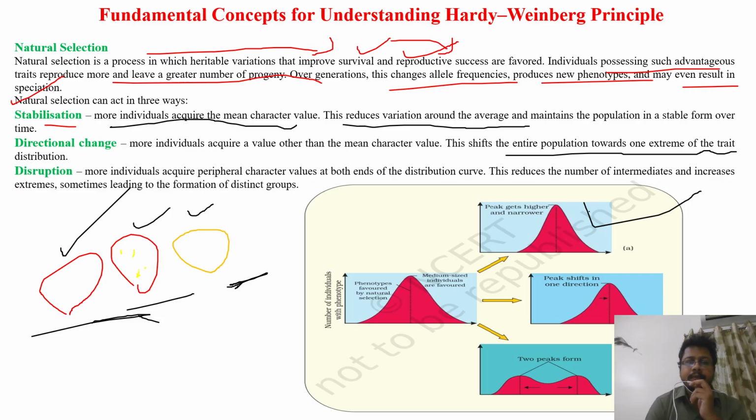And another type of natural selection is disruption. In this type of population, the average population gets diminished, and both of these populations will be favored. Both these extremes are favored. So individuals acquire the peripheral character at both ends of the distribution curve. This reduces the number of intermediates and increases the number of extremes, sometimes leading to formation of distinct groups.